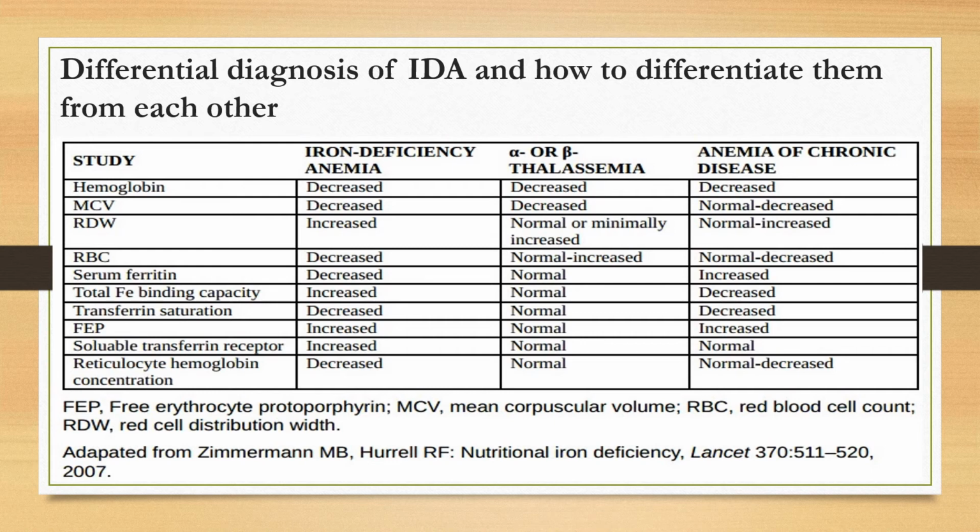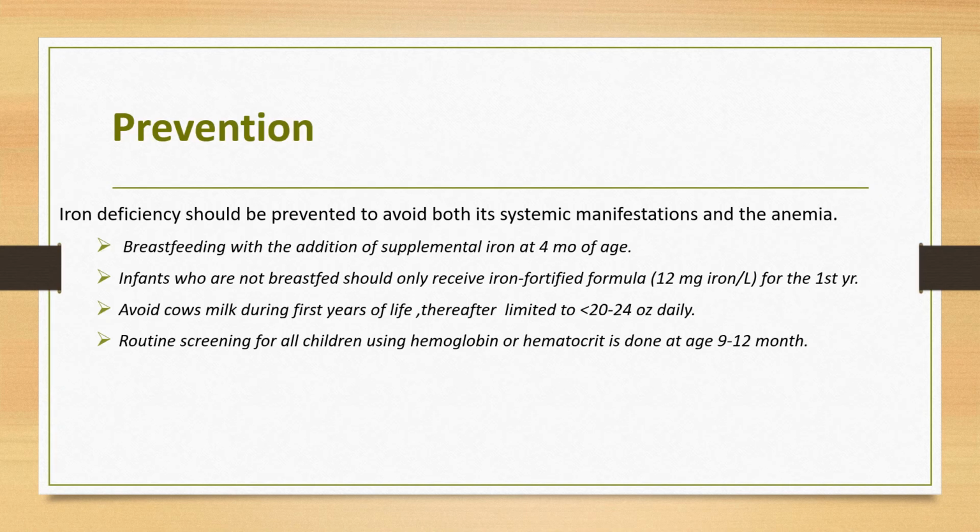We can also do serum ferritin level, total iron binding capacity, transferrin saturation, and the like to differentiate the differential diagnosis. In order to prevent iron deficiency anemia, iron deficiency should be prevented to avoid both its systemic manifestation and its hematologic manifestation.